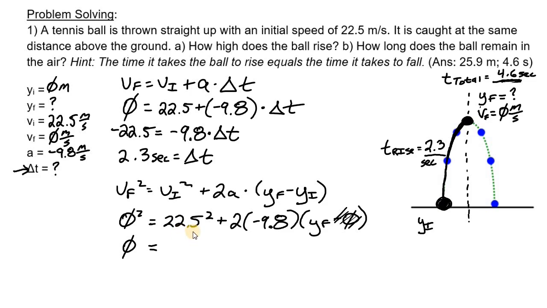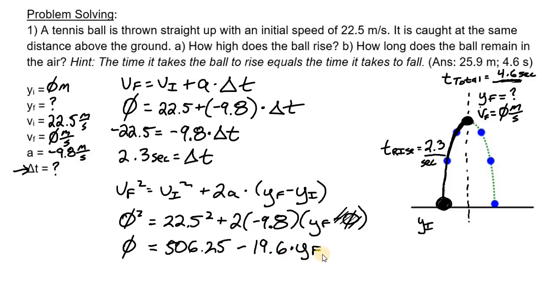All right, so let's simplify this. What's 22.5 squared? 22.5 times 22.5. We got 506.25 plus, okay, well, we have positive 2 times a negative 9.8. Will that result in a positive or a negative number? That's going to result in a negative number, negative 19.6, and that's being multiplied by YF. Once again, we have two terms over here. Terms are being separated by plus signs and minus signs. We have 506.25 minus 19.6 times our YF.